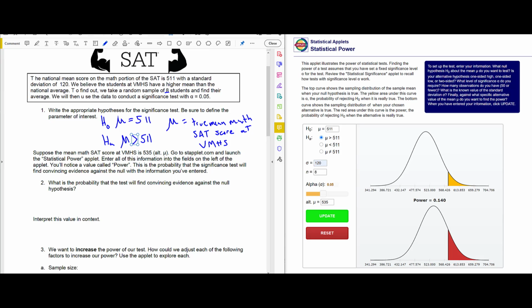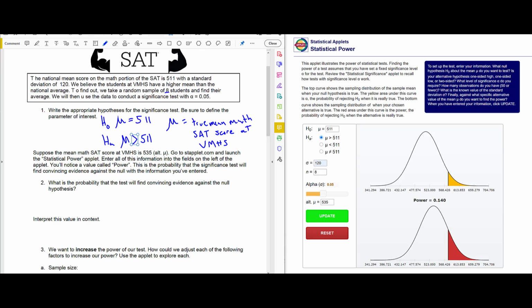Now, if we look at our data for the mean value we got for our SAT math score, we said it was 535. Well, that's on the bottom graph here. On the bottom graph, the mean value right in the middle is 535.